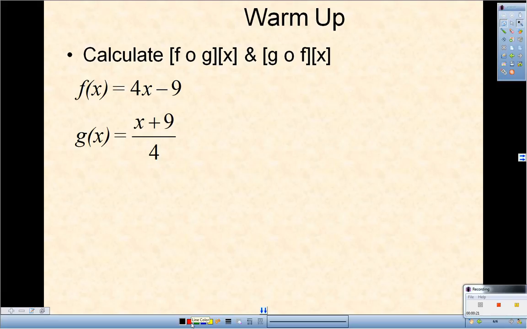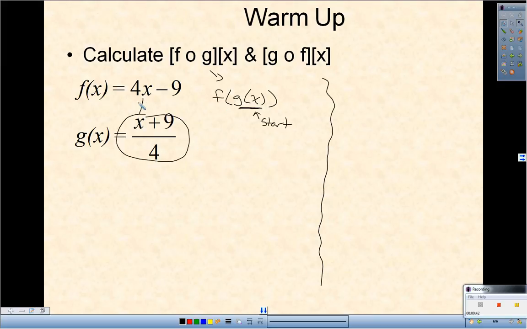two sections. The first thing I want to do is find f∘g, or f of g of x. Remember guys, this is all about function composition. Well, for f∘g, I would start with g of x and plug that into my f function. So I'm going to take this g function and plug it into my f function. So what I'd have is 4, open parentheses, (x plus 9) over 4, and then minus 9.